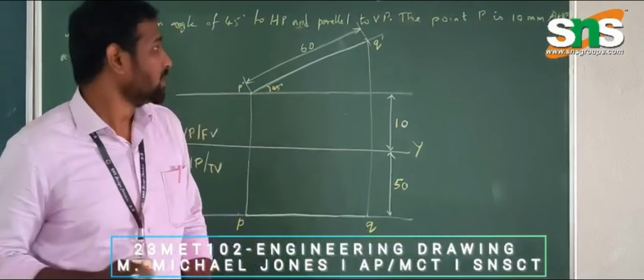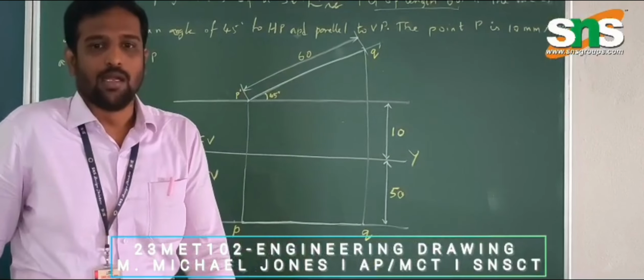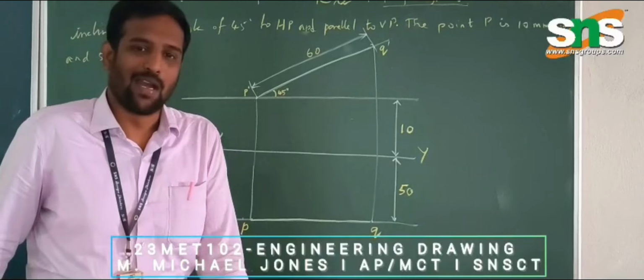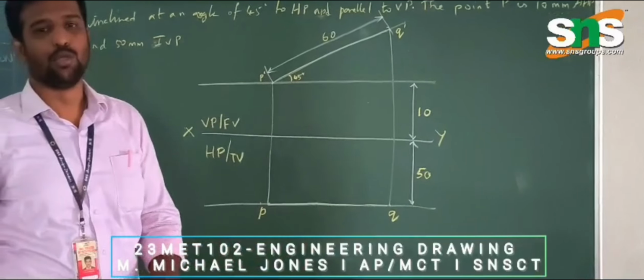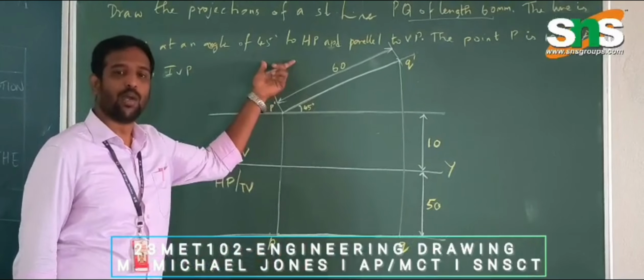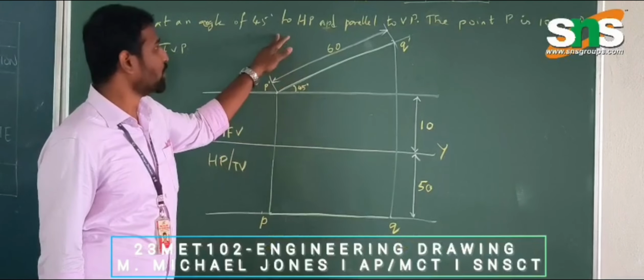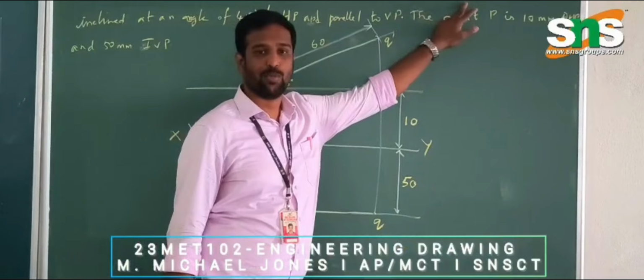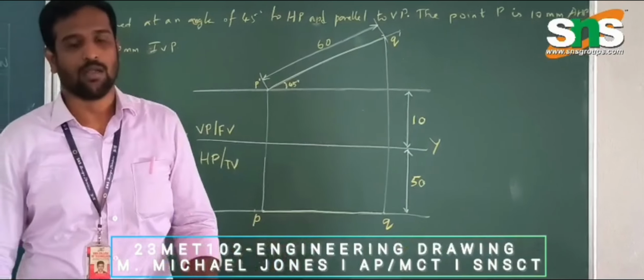To summarize the question, I have been given a straight line PQ of length 60 mm. It is inclined to one plane and it is parallel to the other plane. So it is inclined to the horizontal plane and parallel to the vertical plane. The true inclination is 45 degrees. The true inclination will be viewed on the vertical plane, and the true length of the line PQ, 60 mm, will be viewed on the vertical plane again.